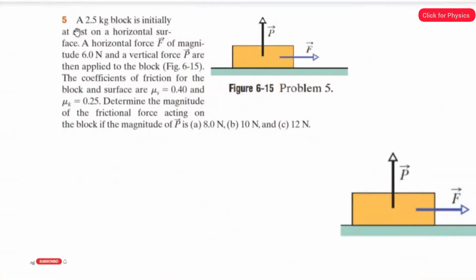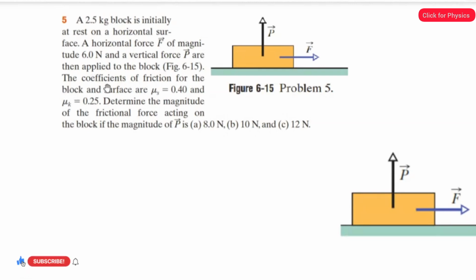Problem number 5. A 2.5 kilogram block is initially at rest on a horizontal surface. A horizontal force F vector of magnitude 6 Newton and a vertical force P vector are then applied to the block as shown in the figure.